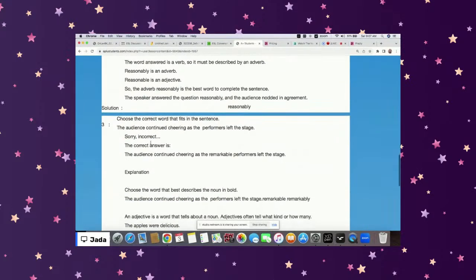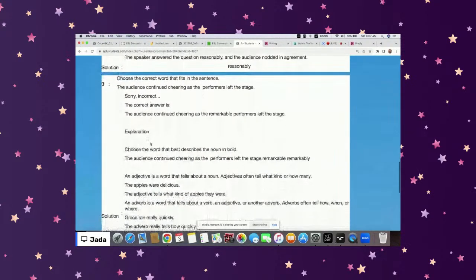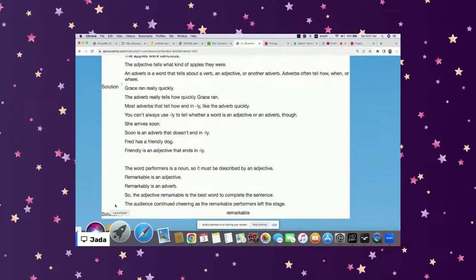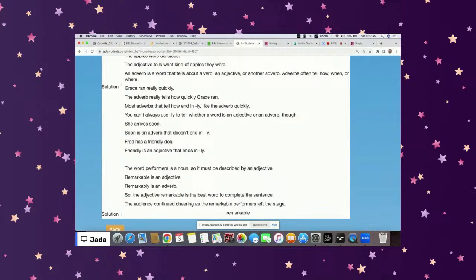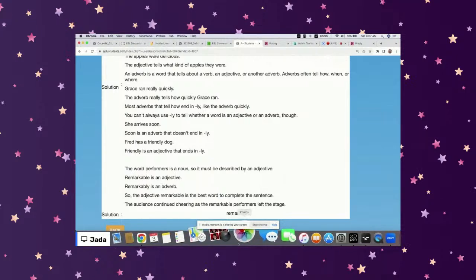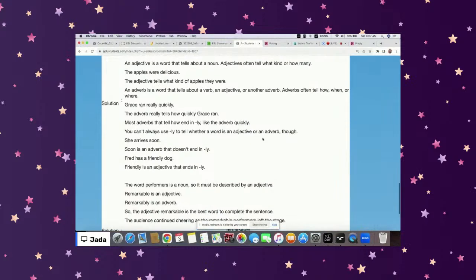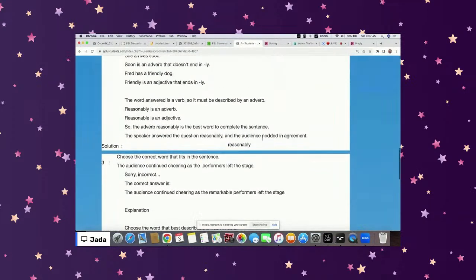Then, the audience continued cheering as the dash performers left the stage. Remarkable is an adjective, and remarkably is an adverb. But the thing is, will remarkable or remarkably fit the sentence? If you're adding ly, it wouldn't fit. So remarkable, the adjective, is the right and suitable answer here.